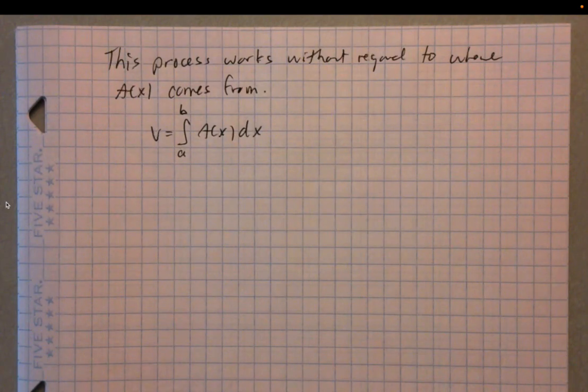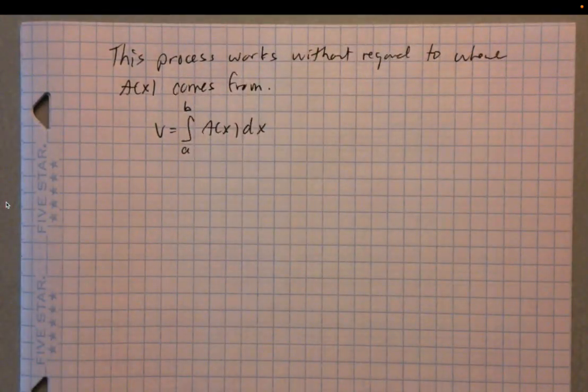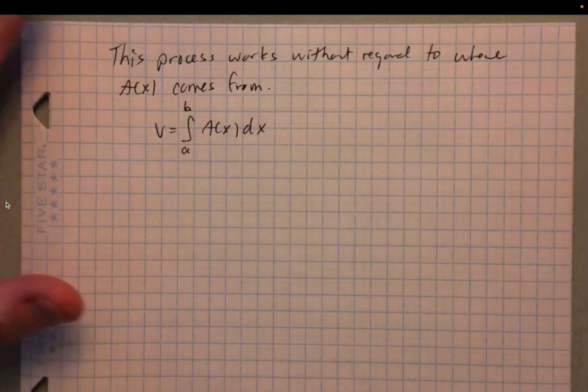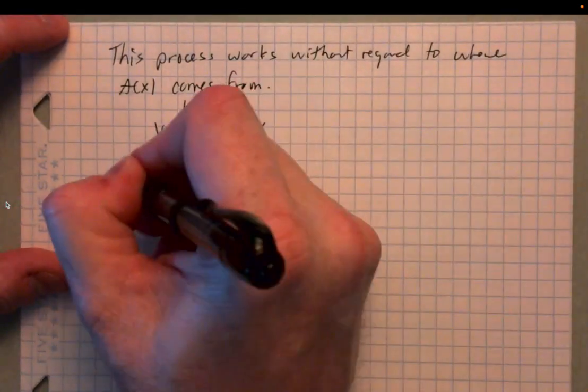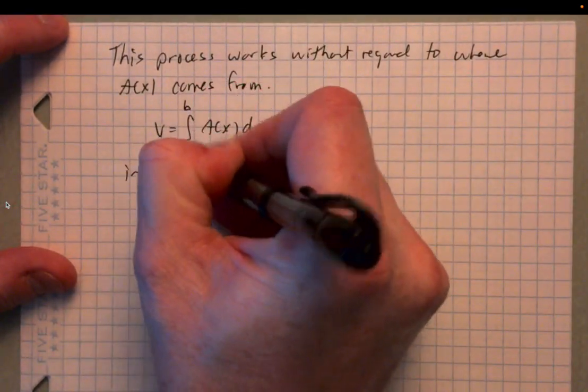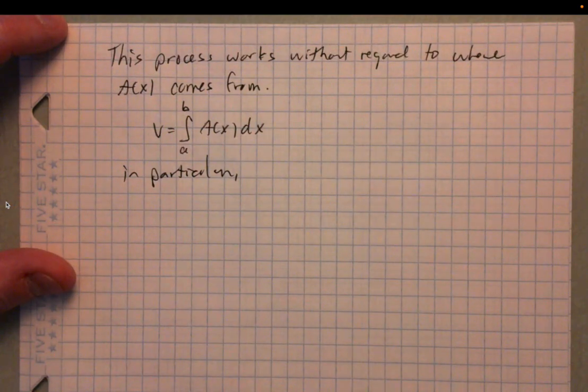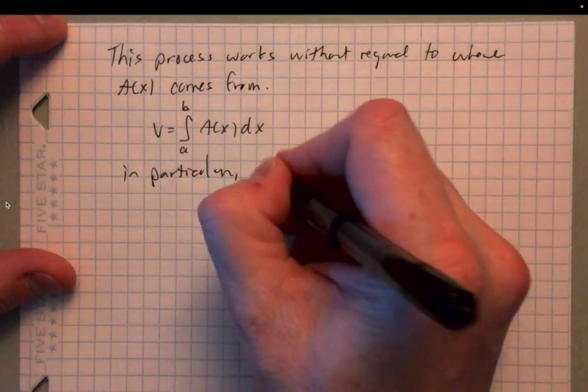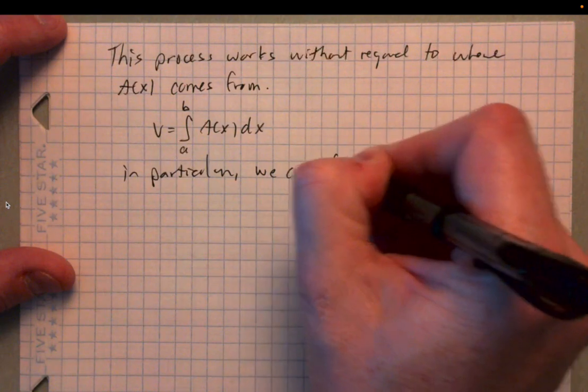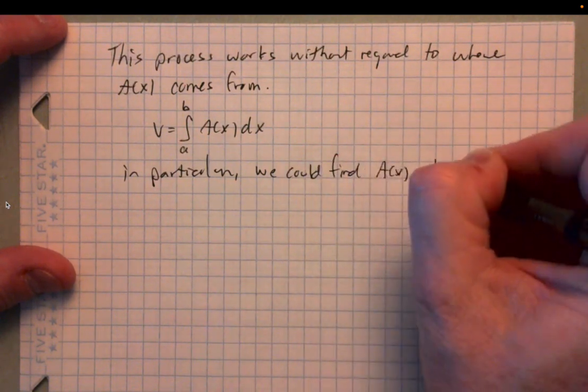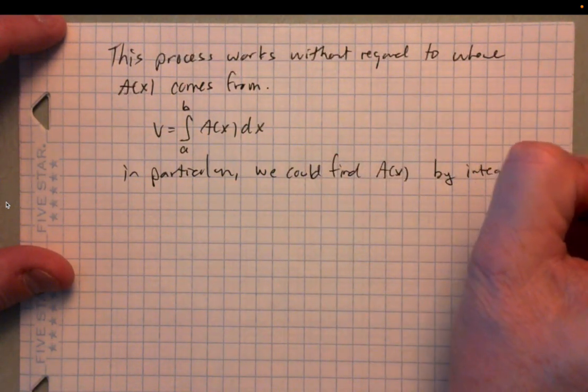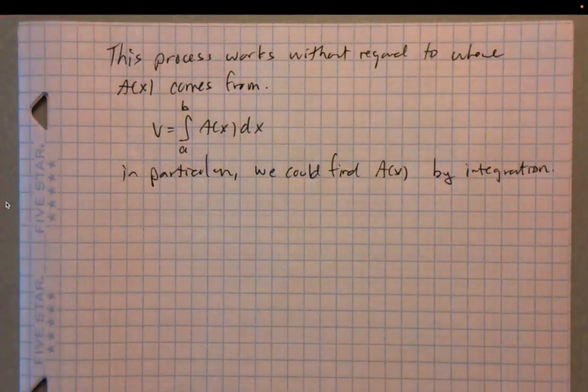What we're headed towards is finding this A of x using integration itself, and then you would have an integral within an integral, and you would get your iterated integral. So that's the idea. In particular, we could find A of x by integration.